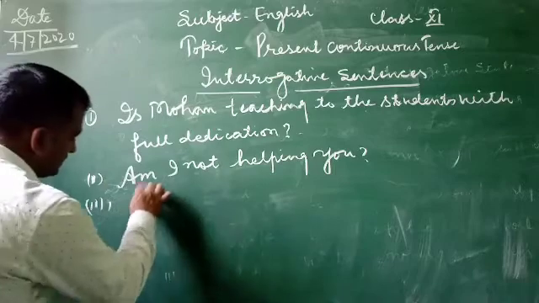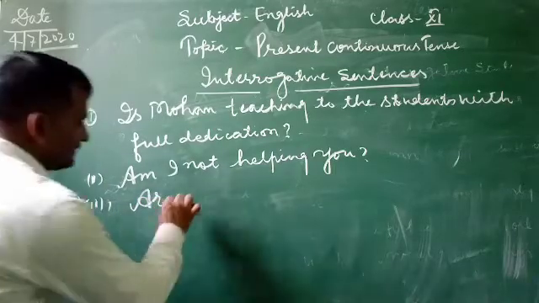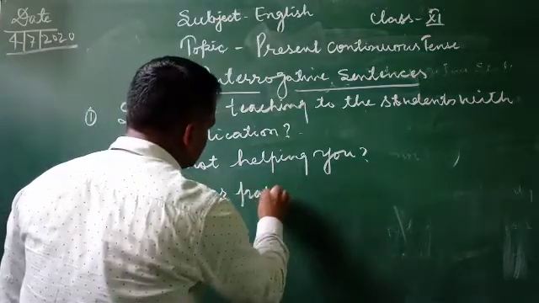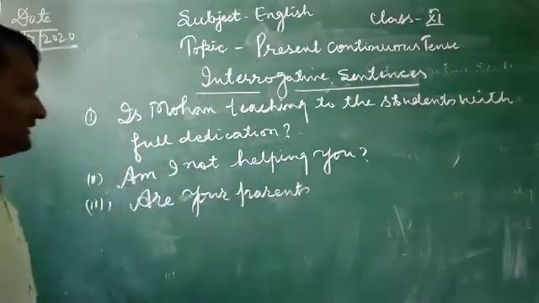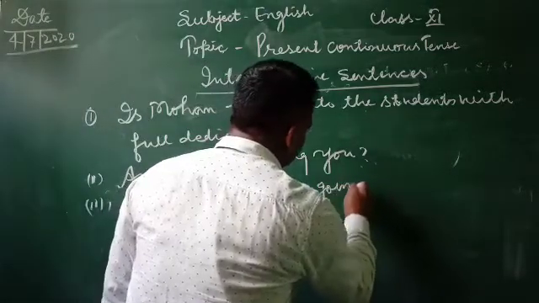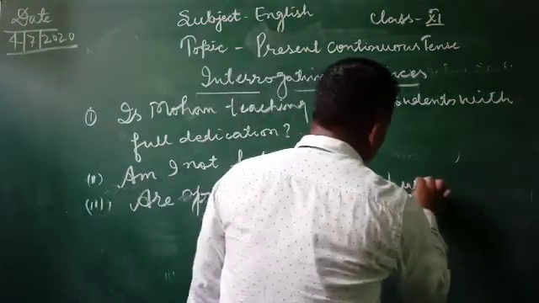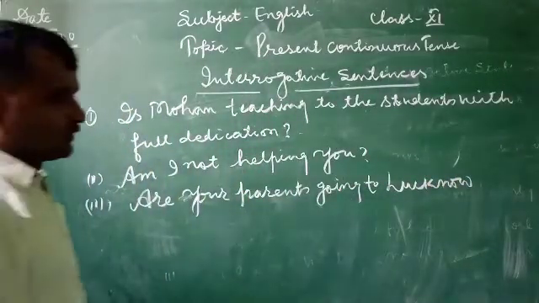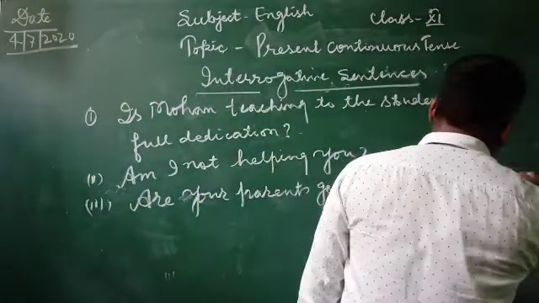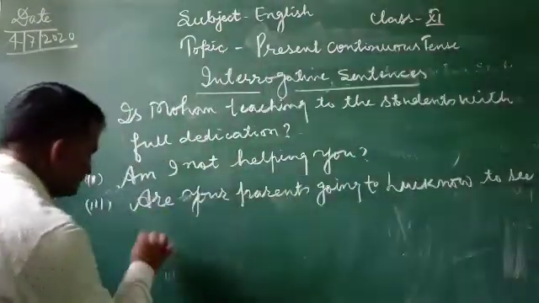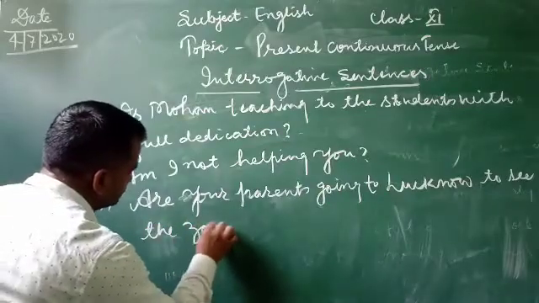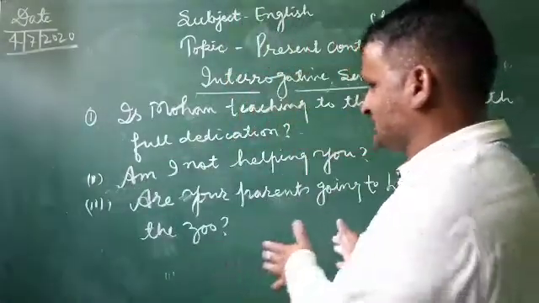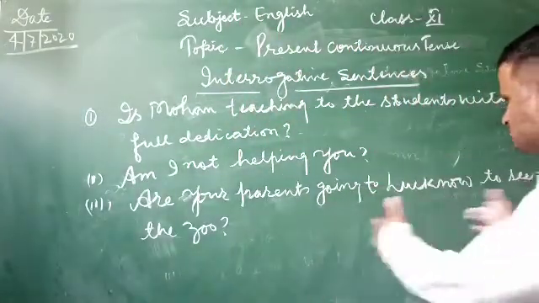Third, are your parents going to Lucknow? Are your parents going to Lucknow to see the Jew? For example, if you want to elaborate or extend the sentence, you can use different types of words based on the sentence.